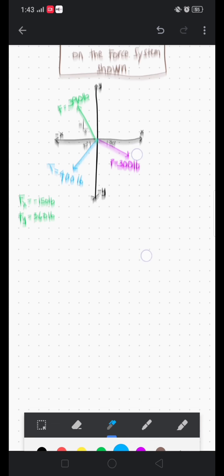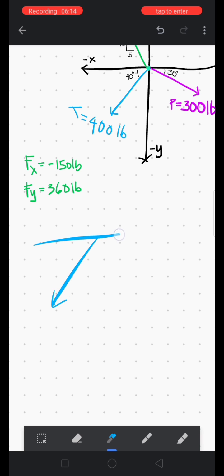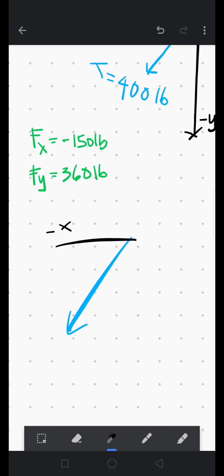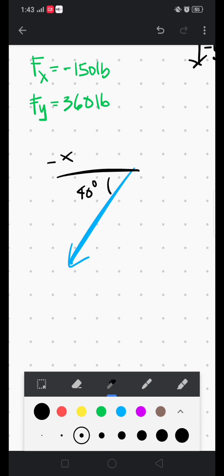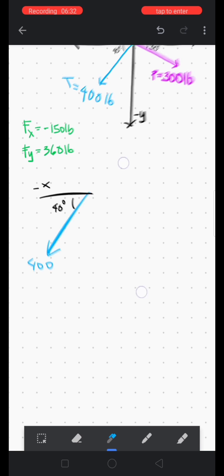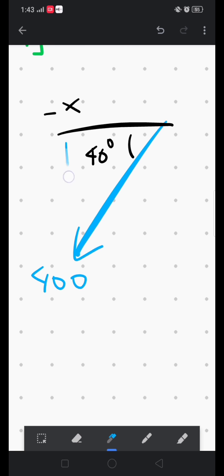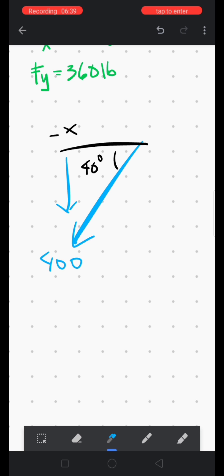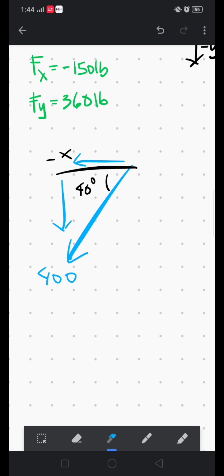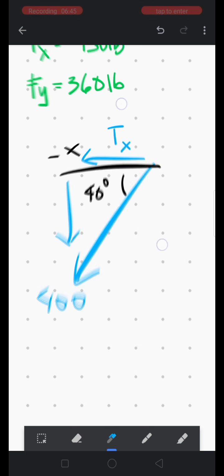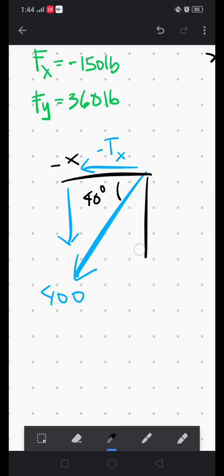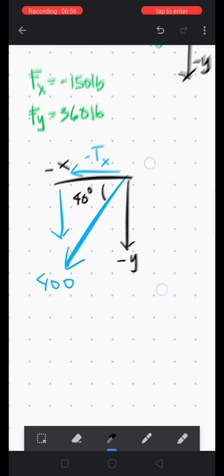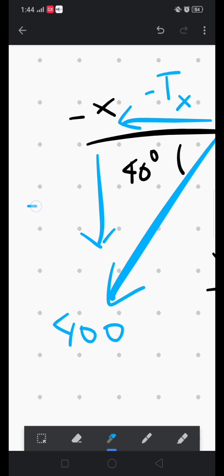And for our second force, T equals 400 pounds, with an angle with respect to the x-axis equal to 40 degrees. This is 400. We'll just use trigonometry here to get the components of this force T. This is Tx, in this case negative, since it is towards the negative direction, and our y-axis is negative also, so this is negative Ty also.